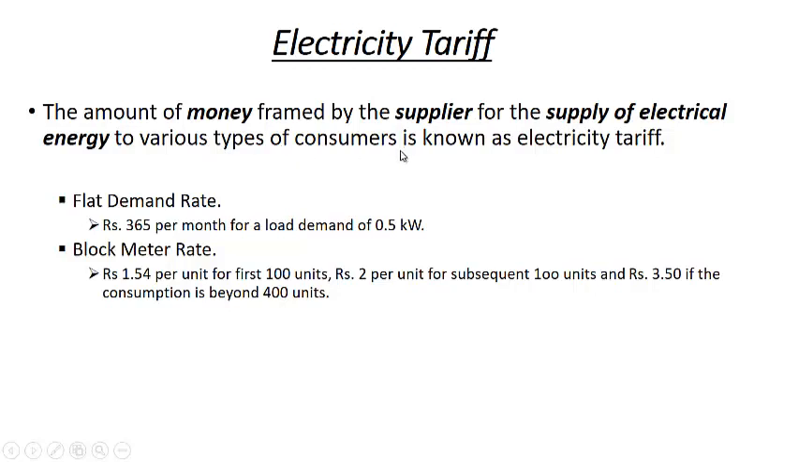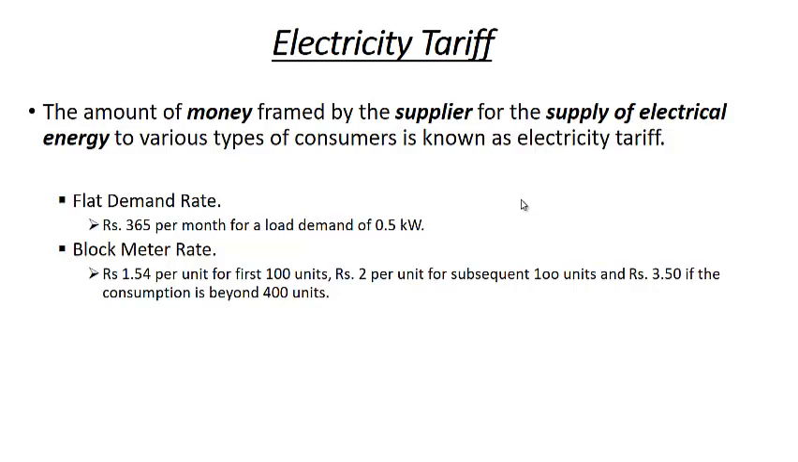Mobile companies also frame charges for the consumer for the use of their communication network. They will charge you some money. In the same way, the electrical utility will charge the consumer money for the use of electrical energy. That type of money framed is known as the tariff. You might have seen one type of tariff that is known as flat demand rate. I will discuss them in detail, but for the timing, I will just introduce it.